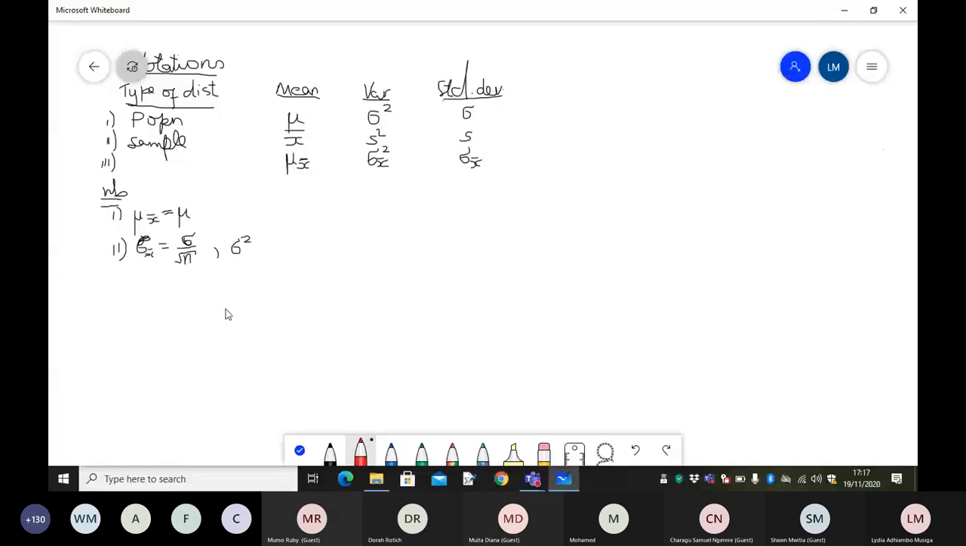I can see somebody was asking something, so I will repeat from there. After we have those notations, I was saying that we need to note that mu x bar is equal to mu. You see, the first mu x bar, this is the mean of all the sample means.